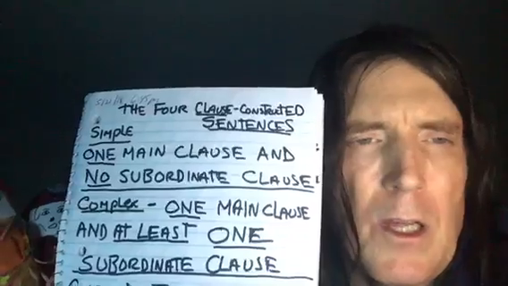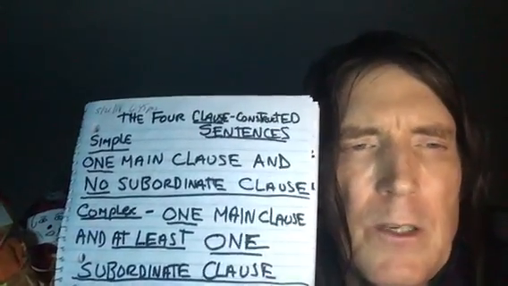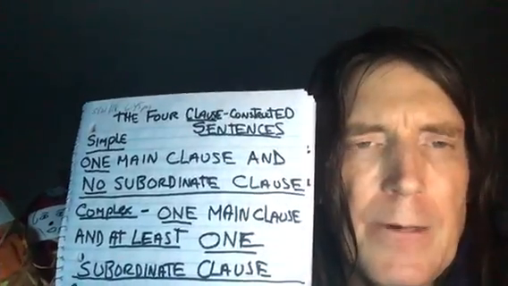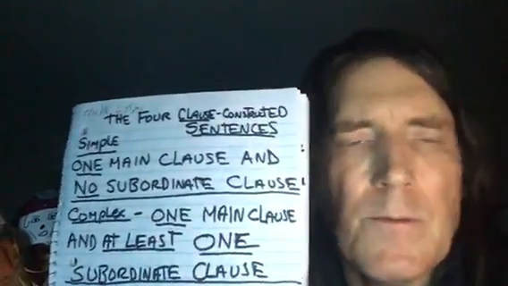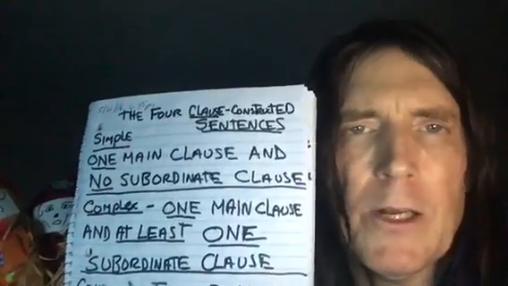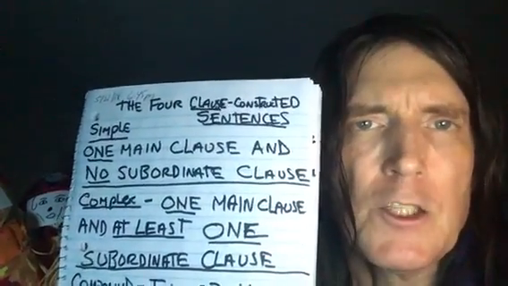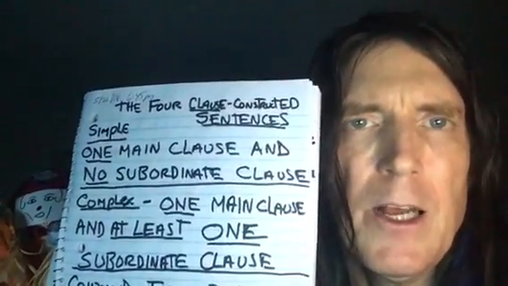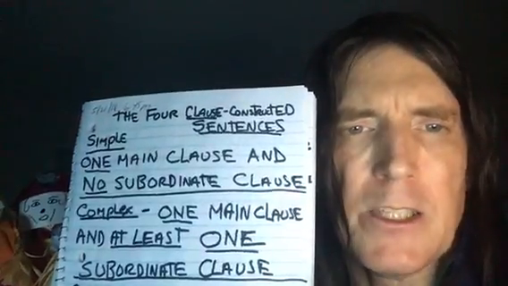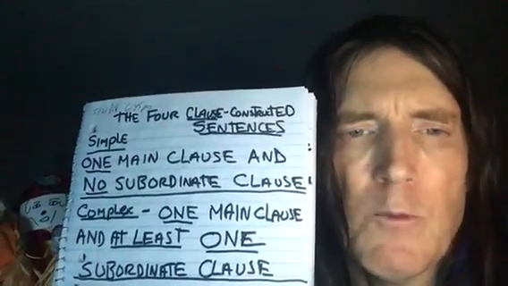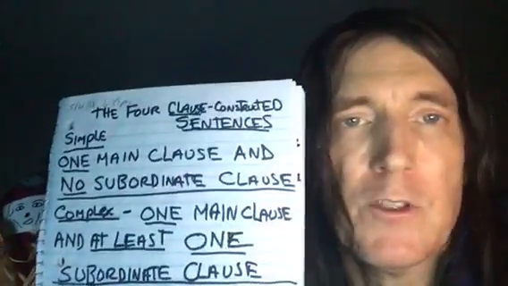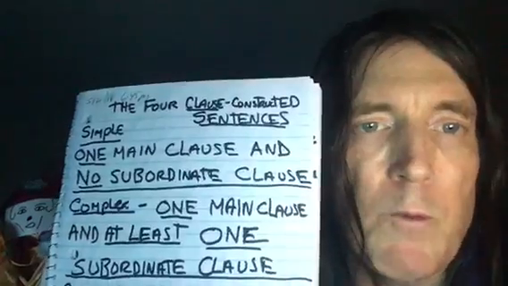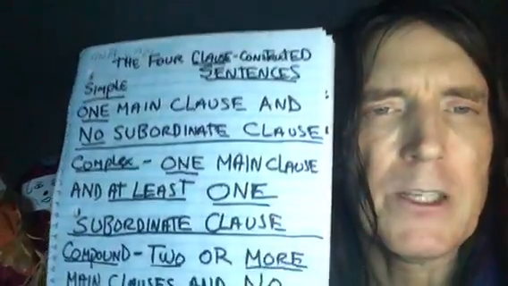Complex sentence. We have one main clause and at least one subordinate clause. That was the previous sentence I was doing. Because Johnny went home, we had to stop playing since we did not have enough players. So there are two subordinate clauses there, and we had the one main clause. That's a complex sentence. You have one main clause and at least one subordinate clause. At least one meaning you could have two, you could have four subordinate clauses in the sentence with one main clause. You have a complex sentence there.